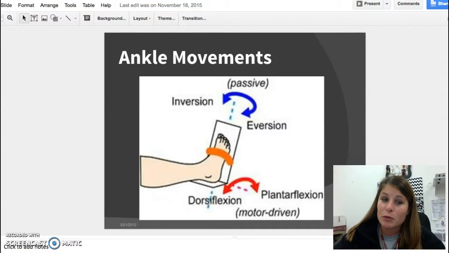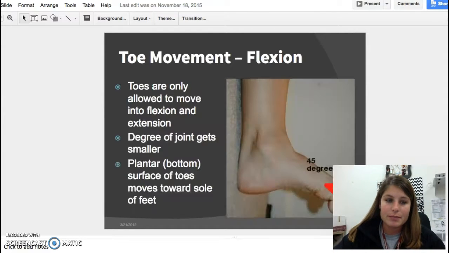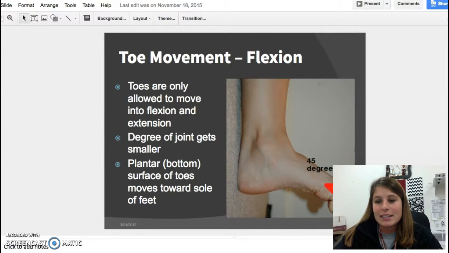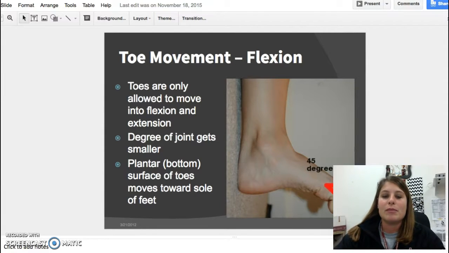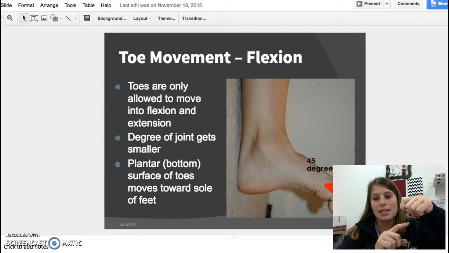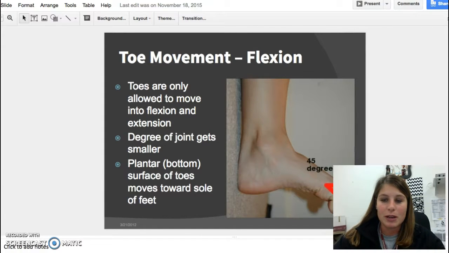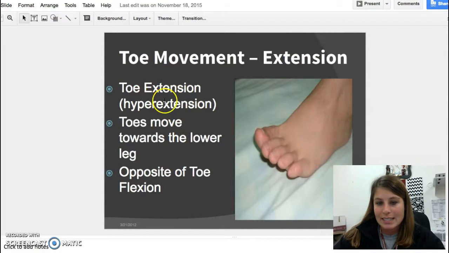Now we're going to talk about the movements of the toes. These are a whole lot easier. So the first one that we have is flexion of our toes. The degree is getting smaller, just like we've already talked about. The opposite of flexion, you guys already know, is extension.